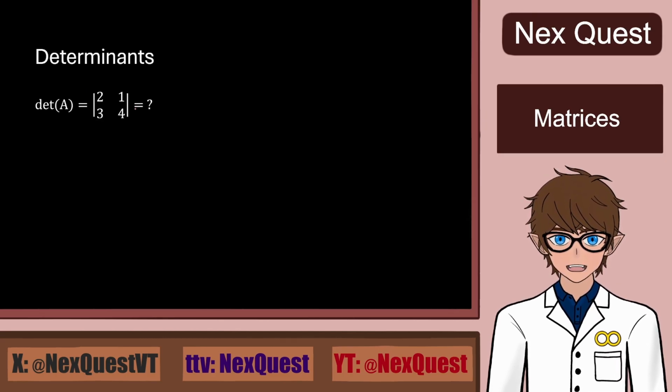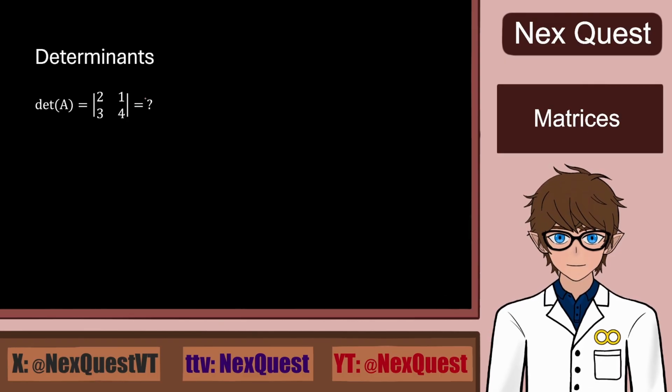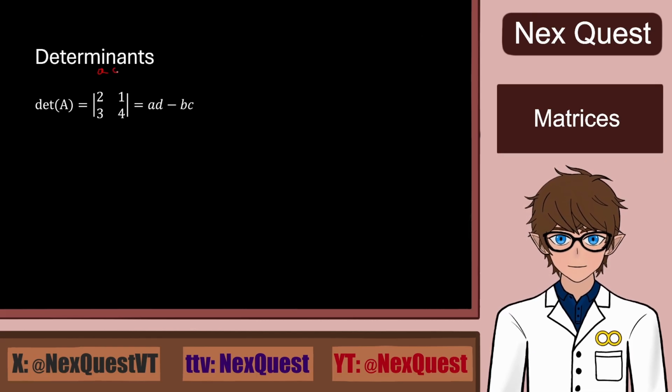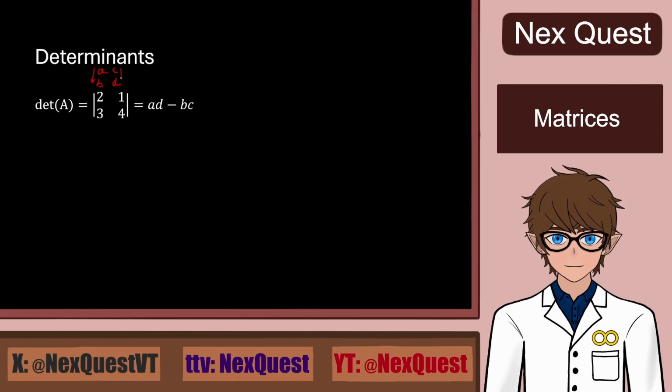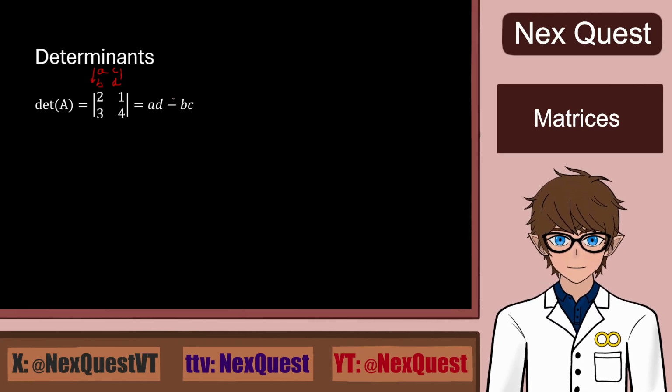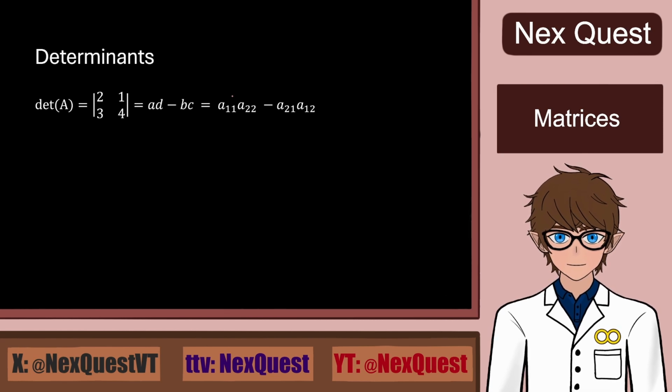So what would be the determinant of this matrix? Well, let's write down the formula: AD minus BC. Okay, sure, but how do we know which one is which? Because we could easily have a matrix AC BD, where it's in this order downwards, which is not standard, but it could happen.